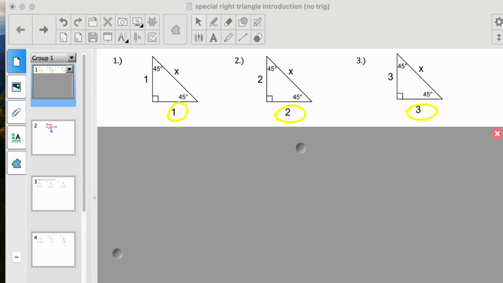Okay, so here we are in our special right triangle introduction. The purpose of this activity is to show you that there are some correlations between sides of what we in mathematics call special right triangles. The first one that we're going to look at here is an isosceles right triangle, where the two legs are the same size.